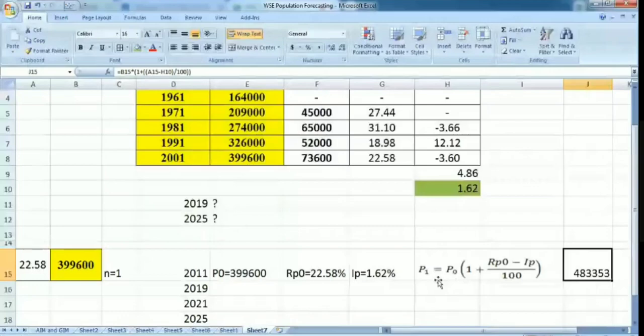Have you used the same formula? P1 is equal to P naught multiplied by 1 plus RP naught minus IP divided by 100, bracket complete. Where P naught is 3,99,600, RP naught value is 22.58% and IP value is 1.62%. Have you used the same formula? Okay, let us go to the next one.